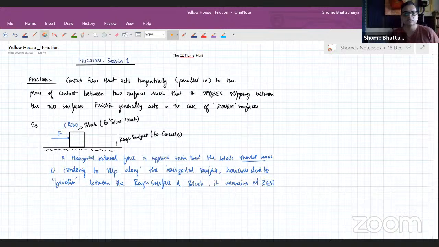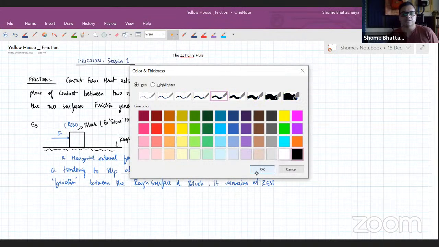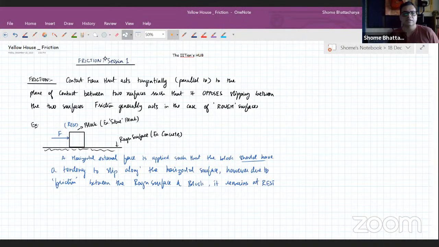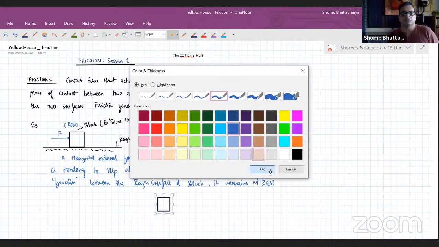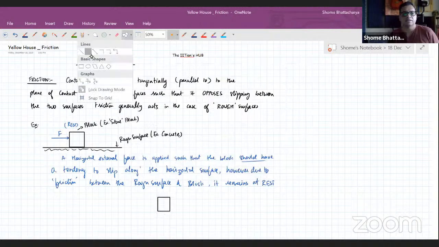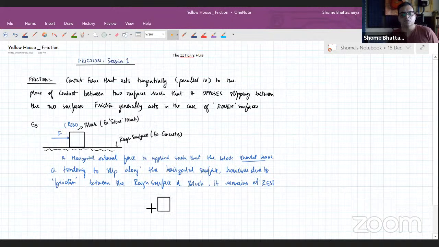Now when we look at the free body diagram of the block, what we understand is that there is some kind of a force that the surface is applying on it, or the ground is applying on it, which is able to prevent it from slipping. And in this case, that type of force will be called a static friction. Static because the object is remaining at rest.